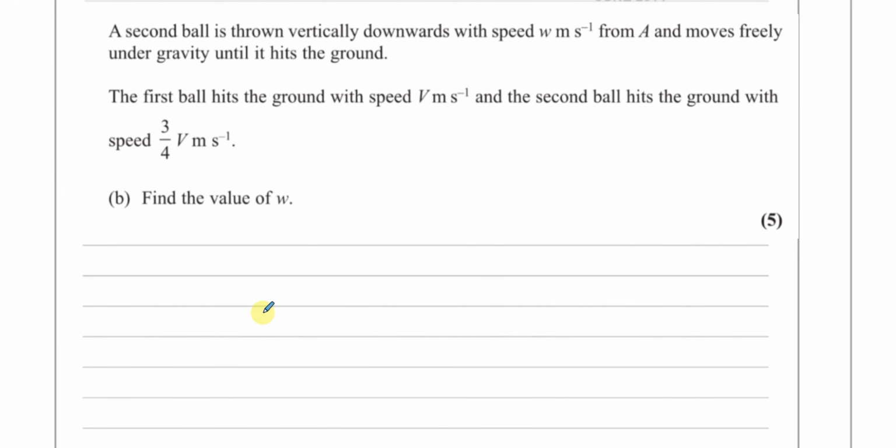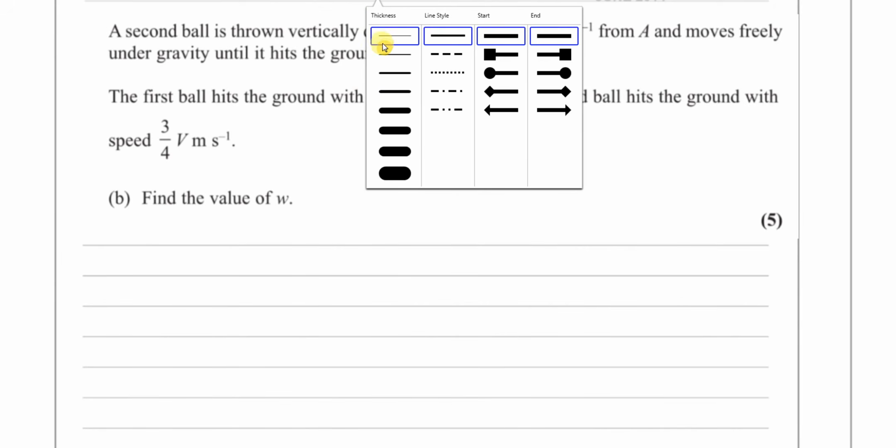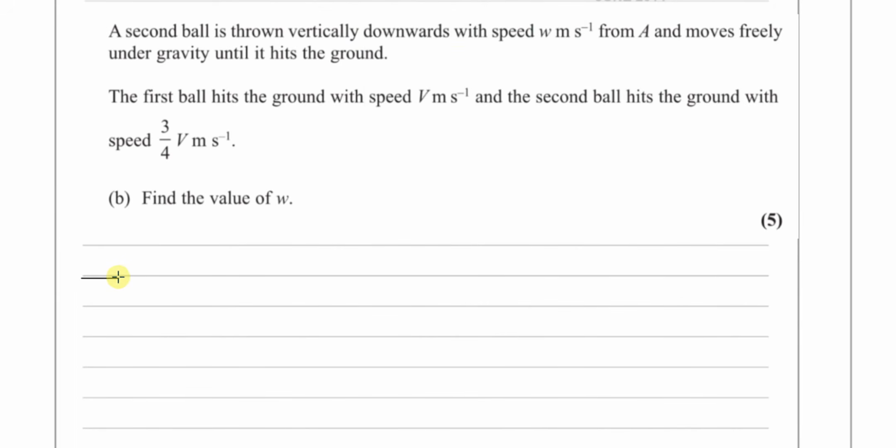All right, now let's just draw the situation here. We have a similar situation. The point A above the ground. We have point B, which is on the ground. So this is the point A.